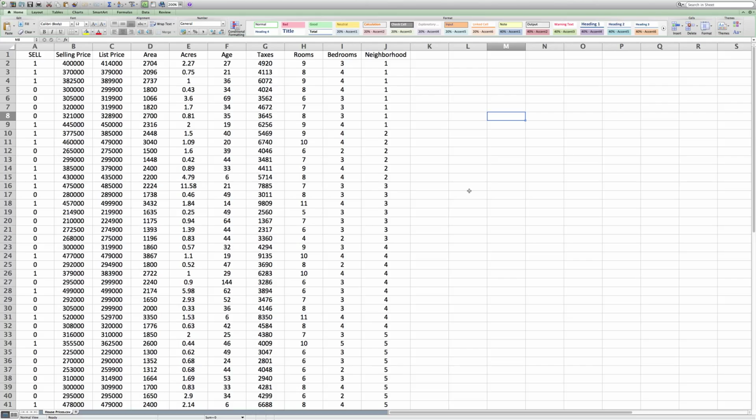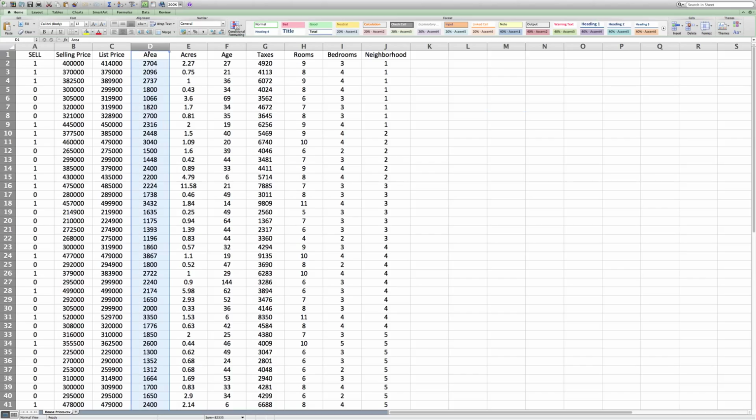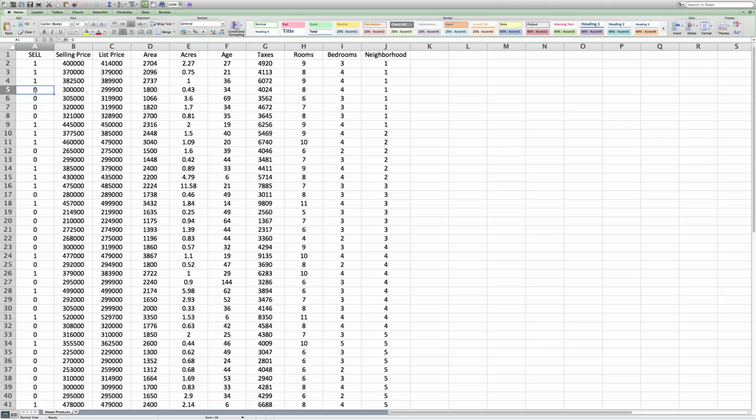So something that your students may come up with is: let's test that the average area, I guess this is the square footage of the house that's being sold, let's test the claim that the area is equal to 2,000. Let's also test the claim that 50% of the houses in this area sell. So two things going on here. Let's test the claim that the area is 2,000. And secondly, let's test the claim that 50% of the houses sell. 0 is coded not sell, and 1 is coded as sell.